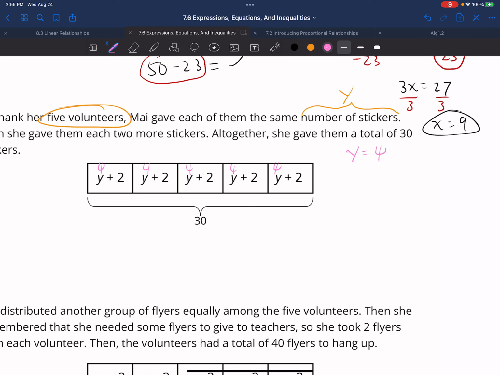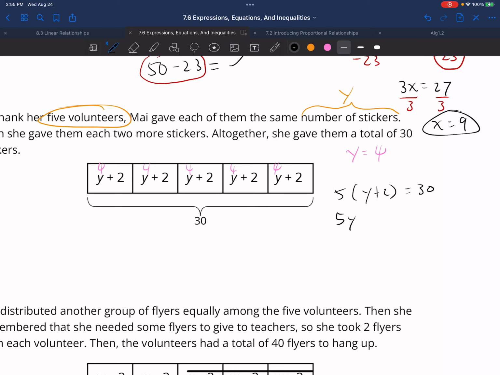Now, I'm going to show you guys how to do this algebraically as well, okay? So take a look. It's going to be five times (y plus two) is equal to 30. Do you guys see that? How many y plus twos do I have? One, two, three, four, and five, right? So how many y's do I have, everyone? Five. So it's going to be five y. How many twos do I have? Five.